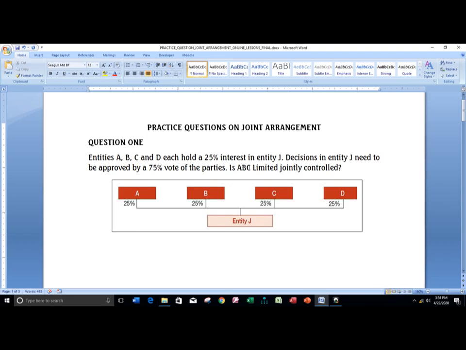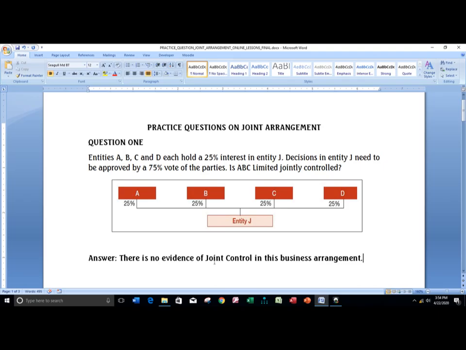So unanimity here is A, B, C, and D. If A, B, C can come together and exclude D, or B, C, D come together and exclude A, then this means that there is no unanimity. If I'm to answer this question, I will say that there is no evidence of joint control in this business arrangement.